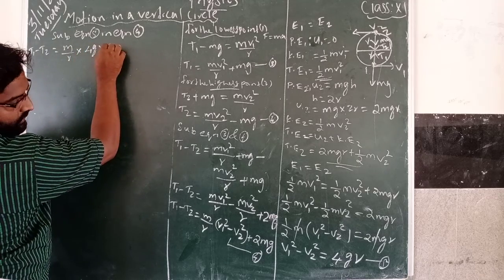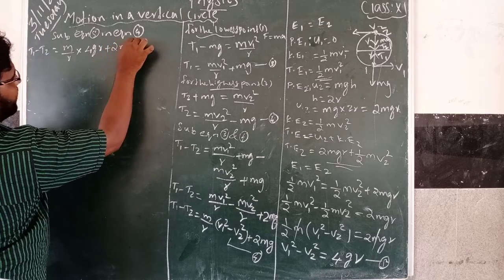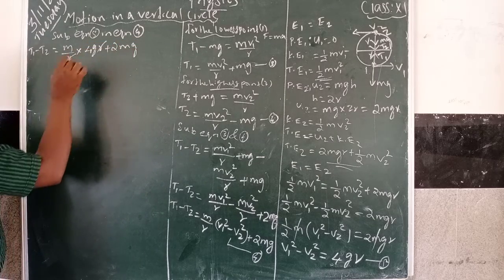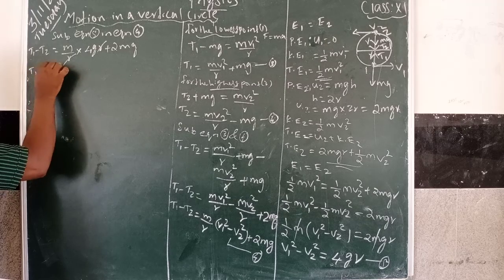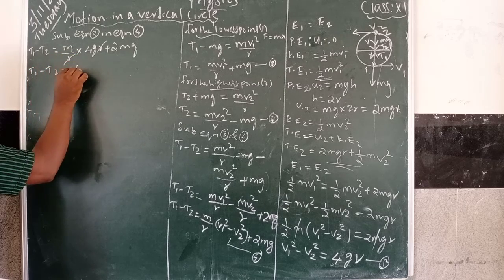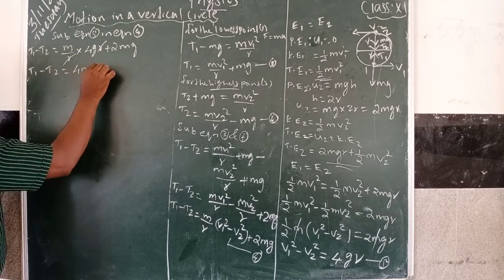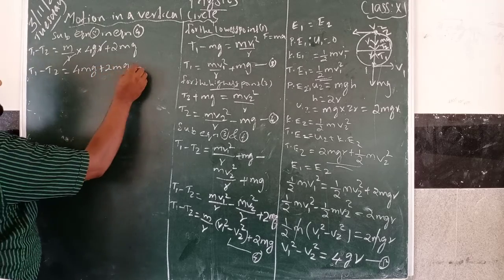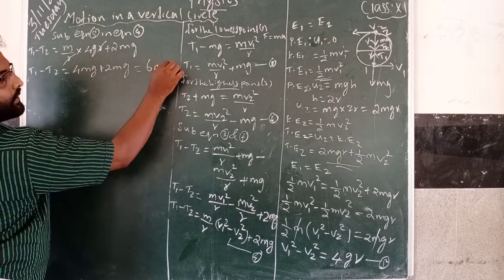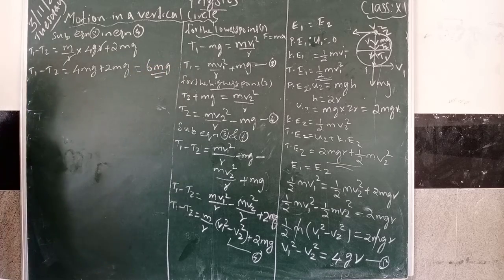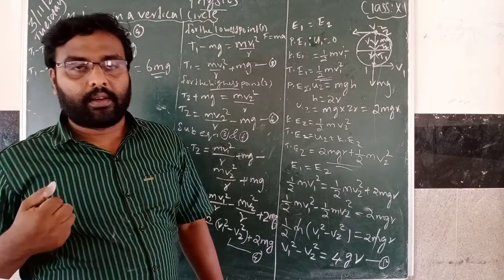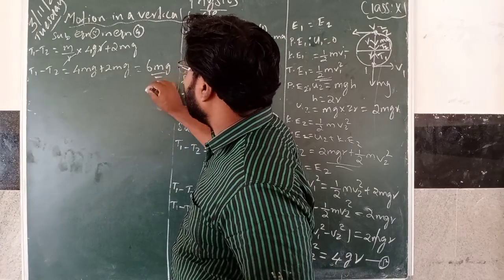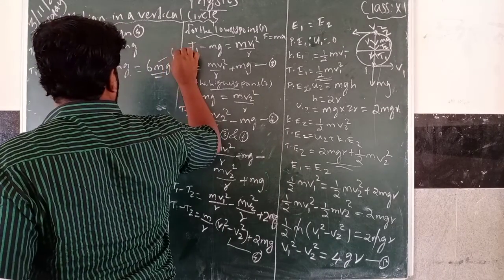plus 2mg. R cancel. So T1 minus T2 is equal to 4mg plus 2mg. 4 plus 2 is 6. So 6mg. T1 minus T2 is equal to what we will get now? 6mg. This you can take as equation number 6.